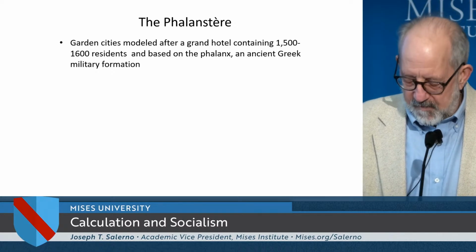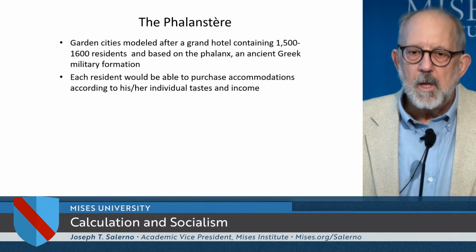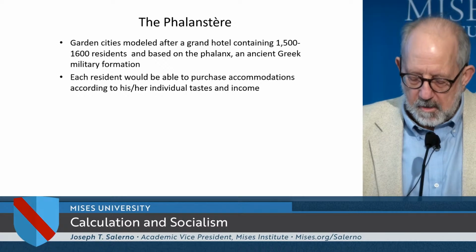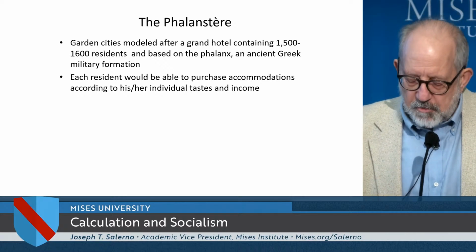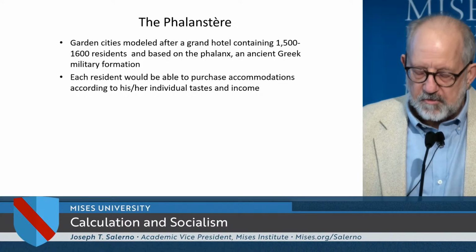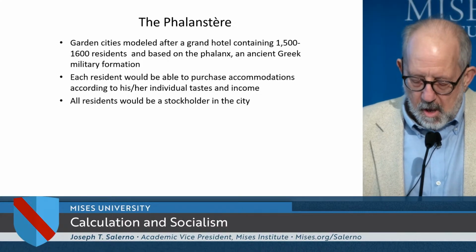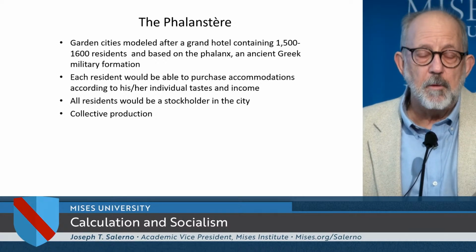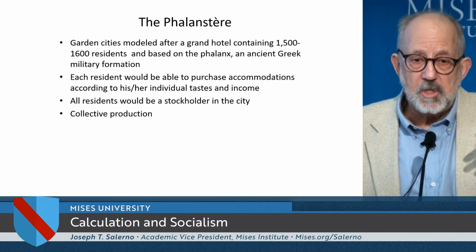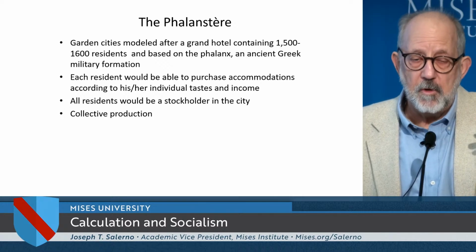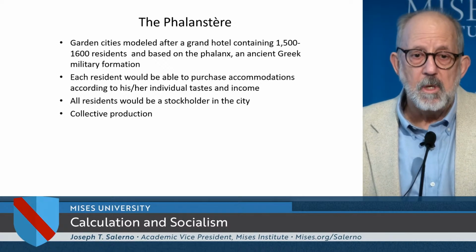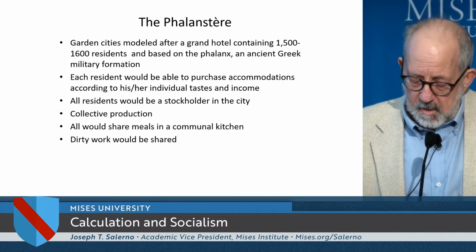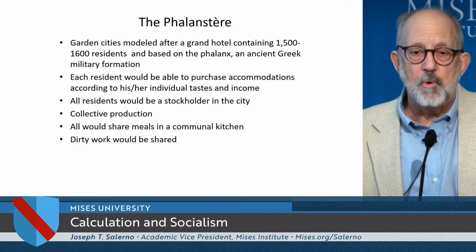They would live in a huge grand hotel style house or building. Each would purchase their own accommodations according to their individual tastes and income. All residents would be a stockholder in the city. There would be collective production. All tasks would be cooperation. Not much about the division of labor, which we saw from Professor Jonathan Newman is so important to a modern economy. All would share meals in a communal kitchen, and the dirty work would all be shared.